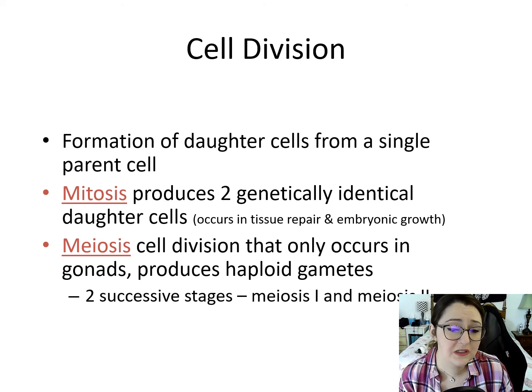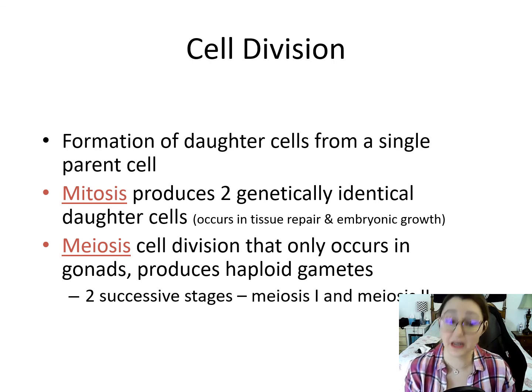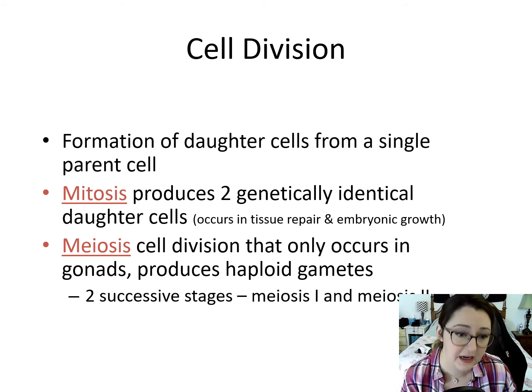I do want you to know the difference between these two types of cell division, mitosis and meiosis. Mitosis is going to produce two genetically identical daughter cells. This is going to occur in tissue repair. So if you get a cut and your tissues need to basically repair themselves as well as produce more cells to cover that cut, as well as embryonic growth.